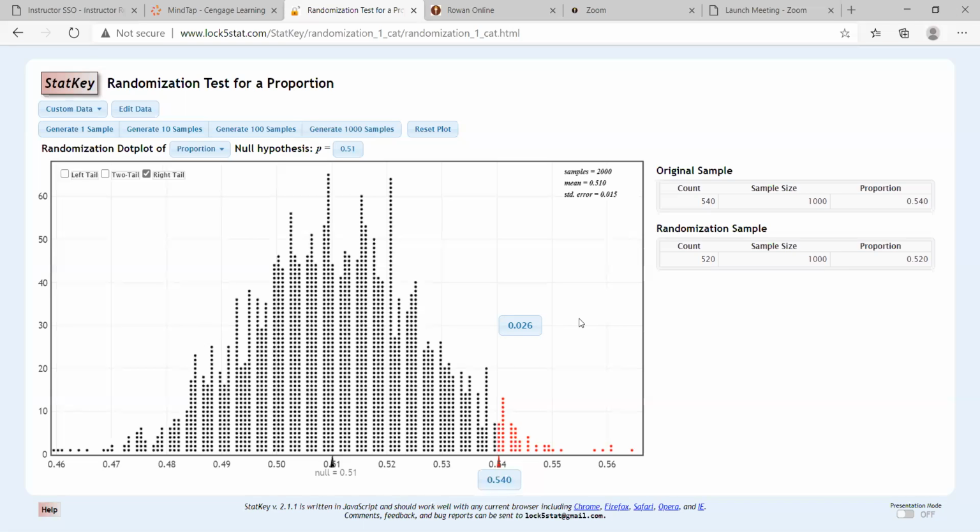Any questions about that? Again, this is something that you sort of have to do a couple of examples with, just to get your feet wet with it. Let's do another example.